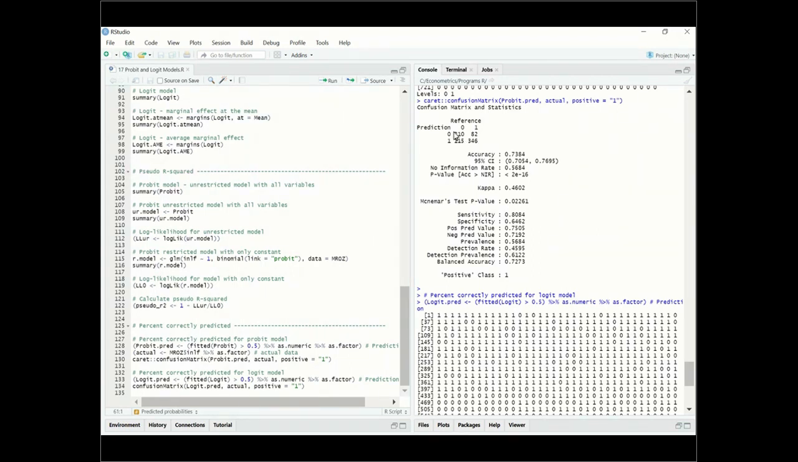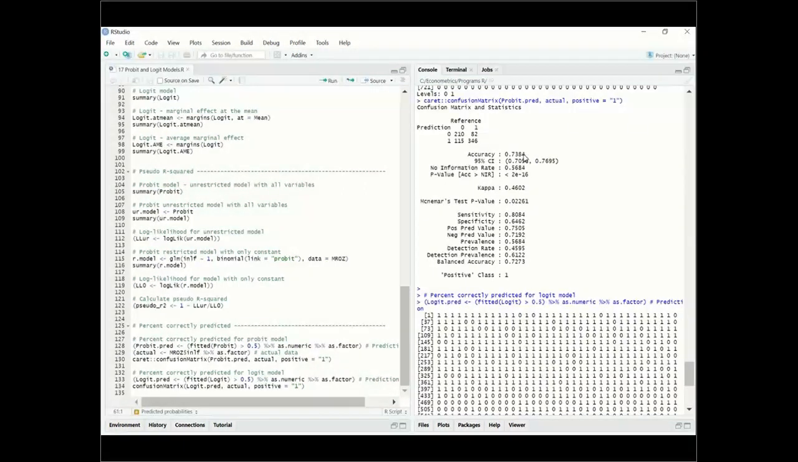So if we sum up this value here, which is a correct prediction of 0 when the actual was 0, and this, which is also a correct prediction of 1 when the actual was 1, and divide these two values by the sum of all of them, this is the accuracy number that we see here. So what we are saying is that the Probit model predicts 73% of the observations correctly, and the rest are incorrect predictions. So again, for 73% of the observations, if the actual was 0, the model predicted 0. If the actual was a 1, the model predicted 1. The rest are incorrect predictions.